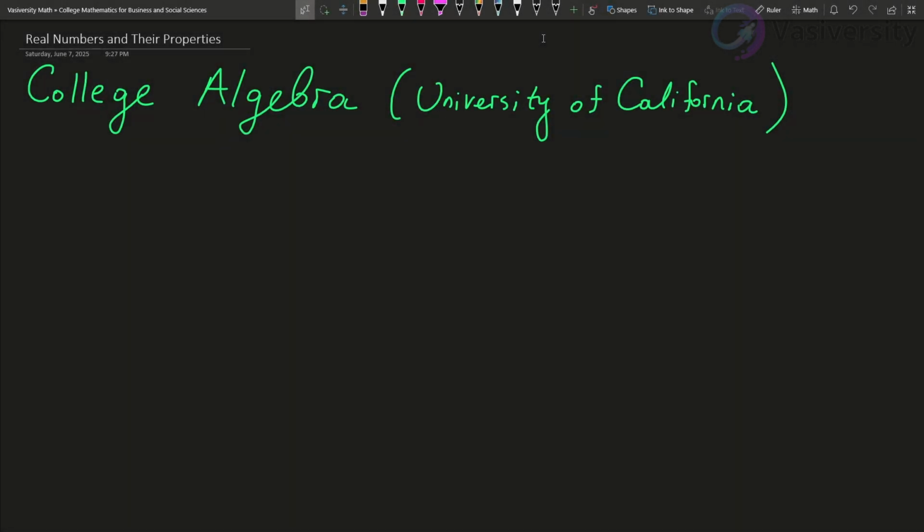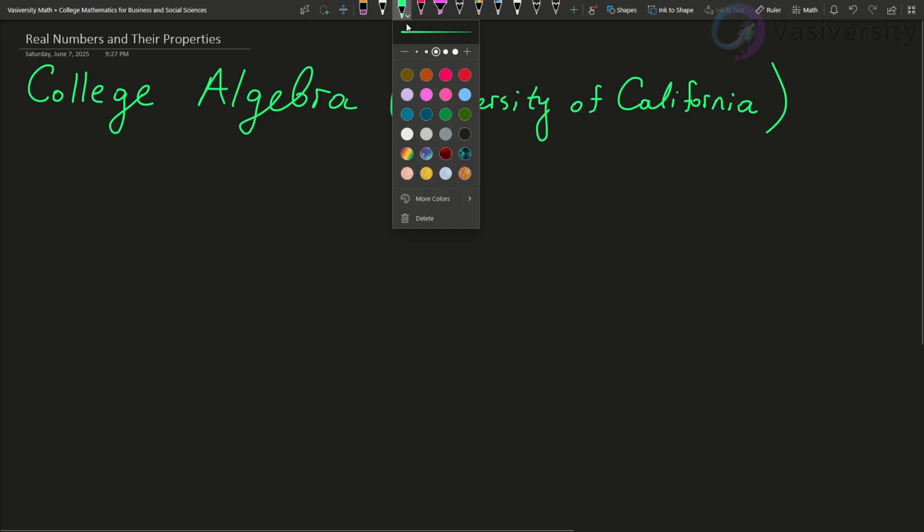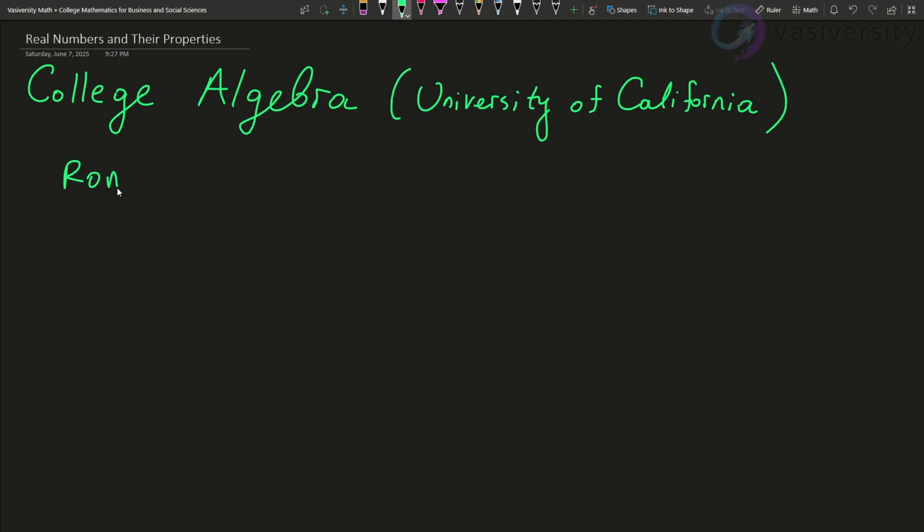This playlist is going to be on college algebra for University of California, and today we're going to be covering real numbers and their properties. Alright, so let's start with real numbers. What are real numbers? We're going to be covering the material specifically designed for University of California from the book College Algebra by Ron Larson. To be specific, let me write down Ron Larson and 11th edition. Right, perfect. So, real numbers.